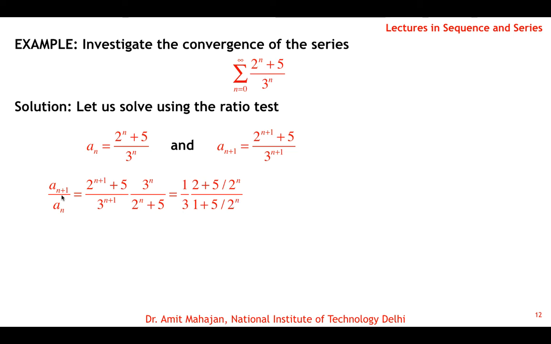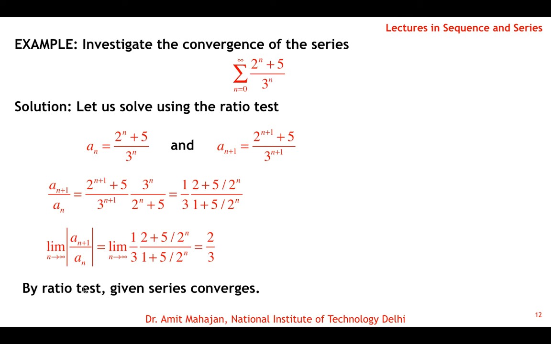And so if we take the absolute value of this and take limit n tends to infinity of this ratio, that gives us 2 by 3, and this value is rho, which is less than 1. So this immediately tells us that by the ratio test this series is a convergent series. So by the ratio test the given series converges because this limit is less than 1.